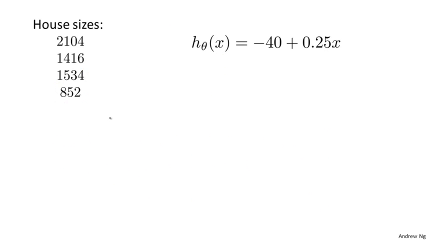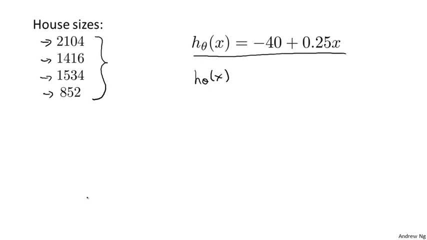Finally, let me show you a neat trick. Let's say we have a set of 4 houses, with 4 sizes like these, and let's say I have a hypothesis for predicting the price of a house. And let's say I want to compute h of x for each of my 4 houses here. It turns out there's a neat way to pose applying this hypothesis to all of my houses at the same time, as a matrix vector multiplication.